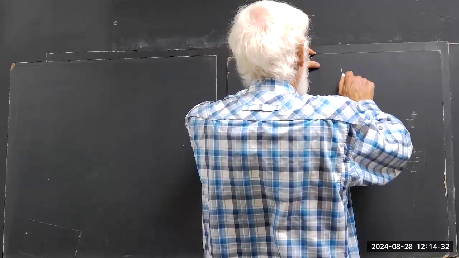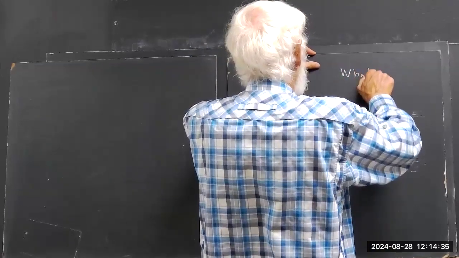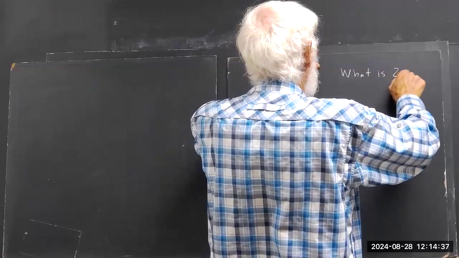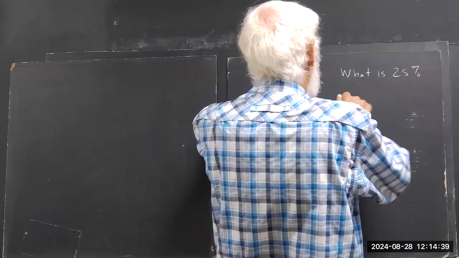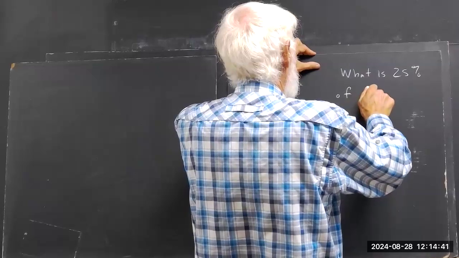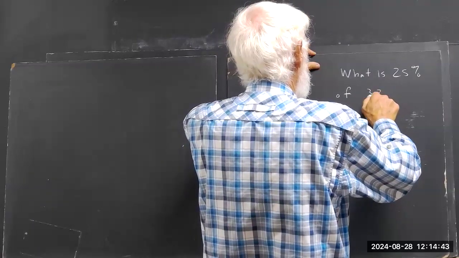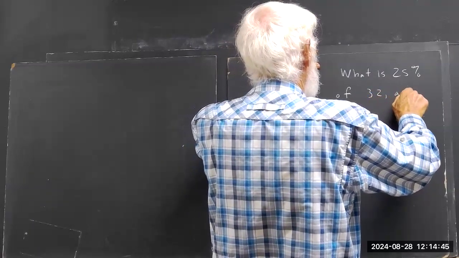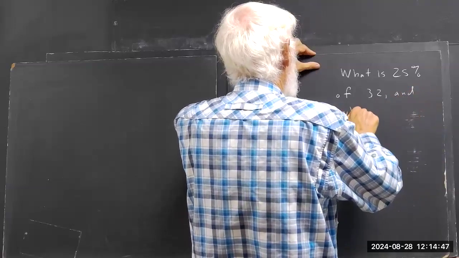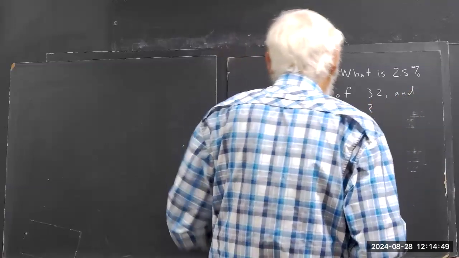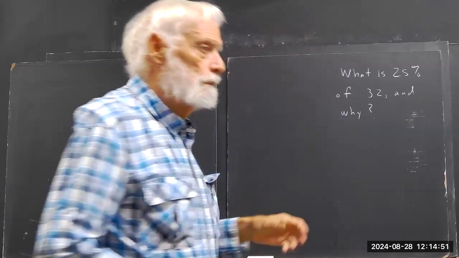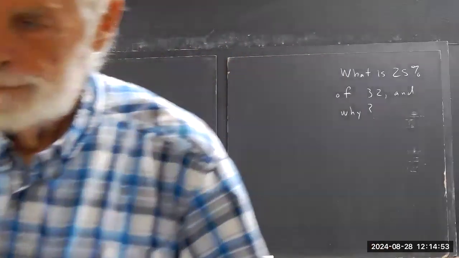What's the problem here? What's 25% of 32 and why?